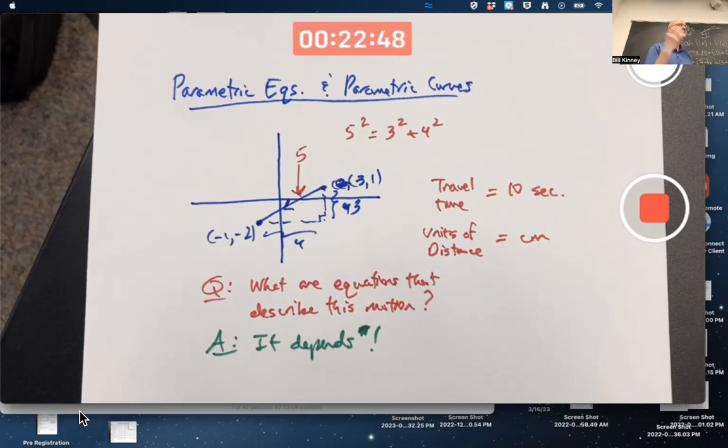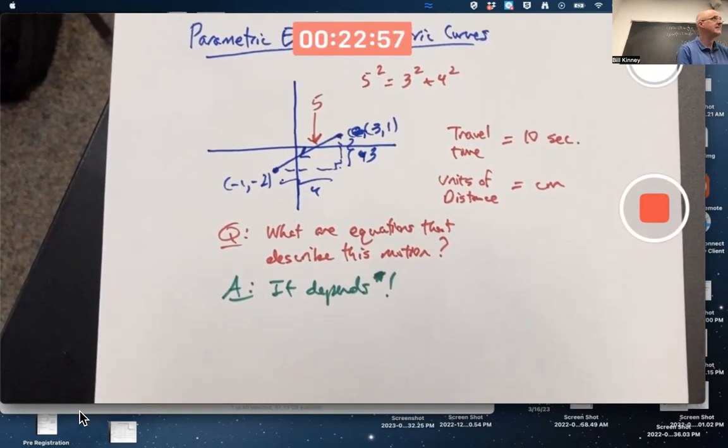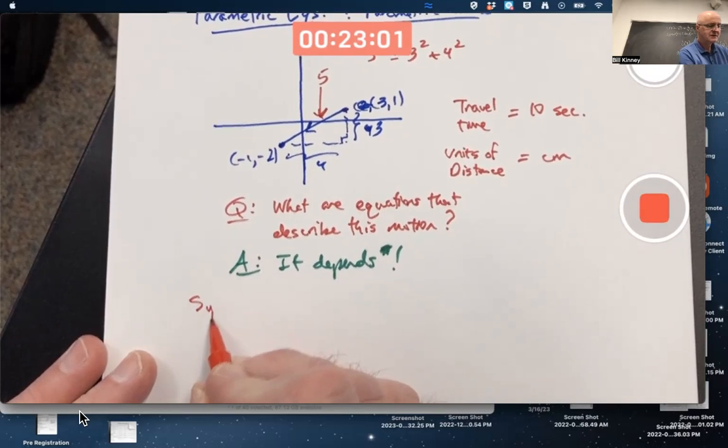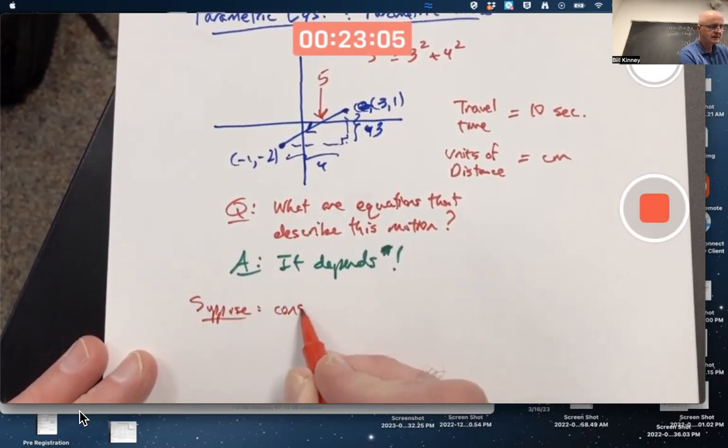These are all serious considerations to make. Yeah, well, let's say the motion is constant speed to keep it simple. That sounds most simple, right? So suppose it's a constant speed motion.